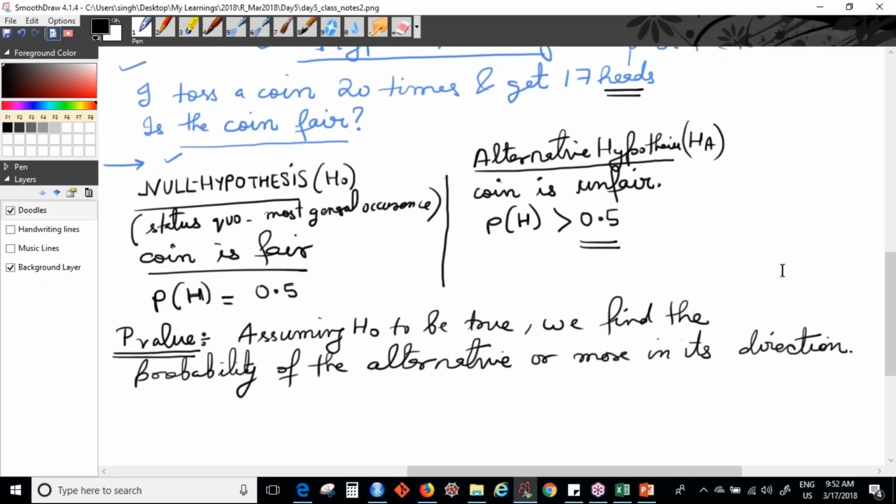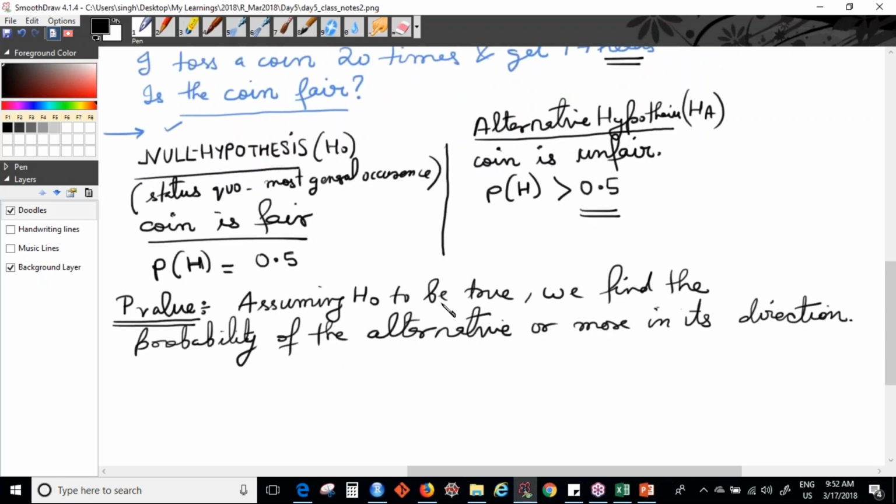So what is p-value? We assume the null to be true. Assuming the null to be true, we find the probability of the alternative or more in its direction. This is a very important definition which I recommend all of you to remember. You try to understand and remember, or you try to memorize and then you understand, that's up to you, but you should know this definition. It is asked a lot in interviews. It is very important to understand the concept of hypothesis testing.